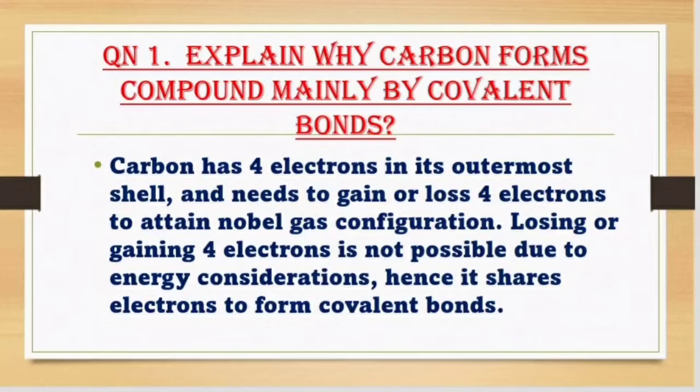Now let's discuss the top 3 questions. First one, explain why carbon forms compounds mainly by covalent bonds. The answer is carbon has 4 electrons in its outermost shell, but losing or gaining 4 electrons is not possible due to energy considerations, hence it shares electrons to form covalent bonds.